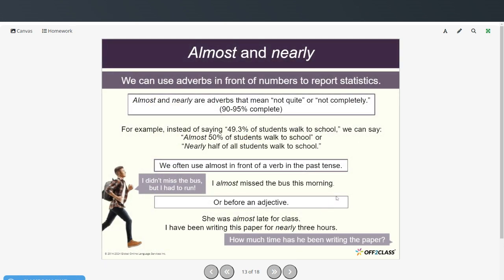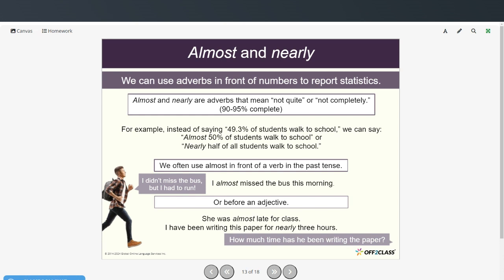All right, now we're going to talk about almost and nearly. We can use adverbs in front of numbers to report statistics. Almost and nearly are adverbs that mean not quite or not completely, 90 to 95% complete. For example, instead of saying 49.3% of students walk to school, we can say almost 50% of students walk to school, or nearly half of all students walk to school.